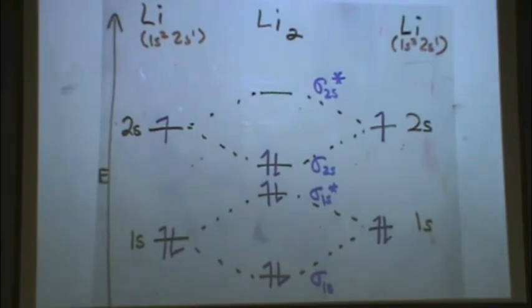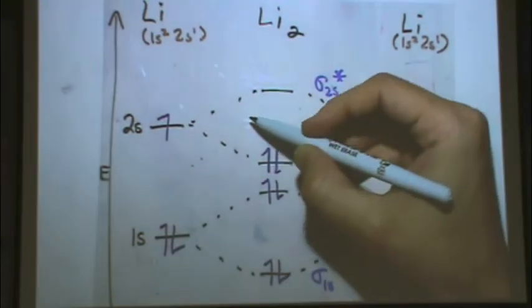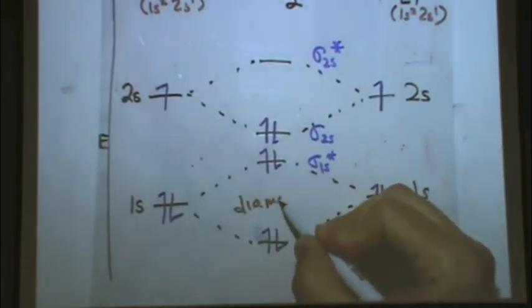Okay, let's do para and diamagnetic and all that sort of stuff. What is this, para or diamagnetic? This is diamagnetic because all these are paired here. So I'll write it right here, diamagnetic.